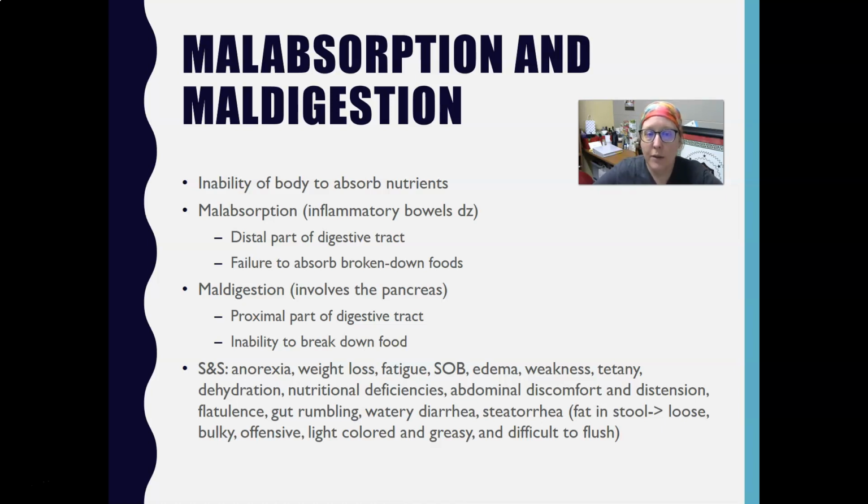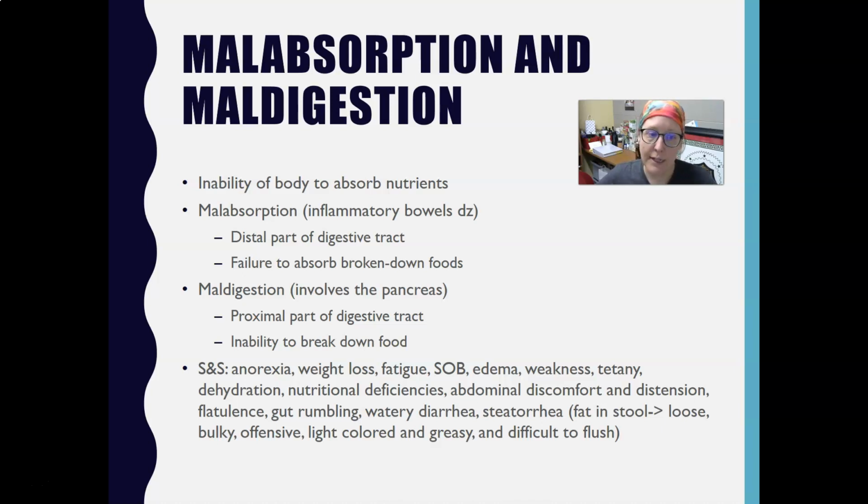Because of the inflammation that's present in most inflammatory bowel disease, the inflammation in the wall of the GI tract is preventing the absorption of the foods that have been broken down by the enzymes. So we have a lack of absorption, not a lack of digestion. Think inflammatory bowel disease. We talked about it in the GI chapter. You have Crohn's disease, ulcerative colitis, celiac disease, and irritable bowel disorders.